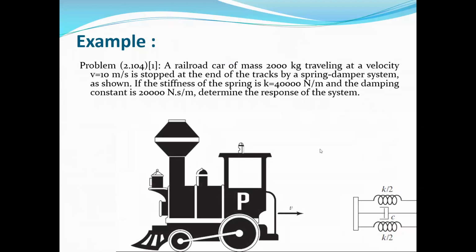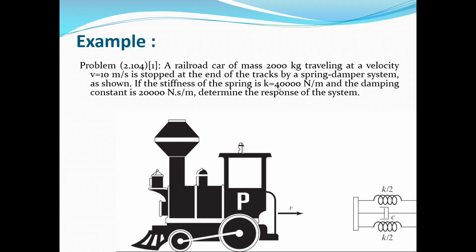Okay, we continue with this example for an SDOF system with damper, or damped SDOF system. Here we have a railroad car of mass 2000 kilograms traveling at a velocity of 10 meters per second. It is stopped at the end of the tracks by a spring damper system as shown here. You can see, we want to stop this car by using this spring and damper system.